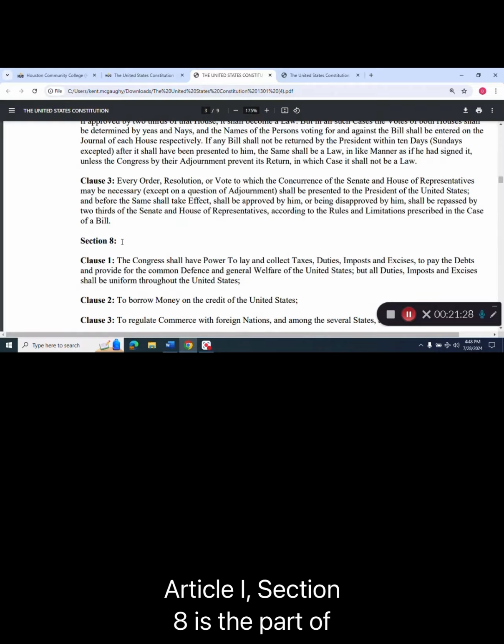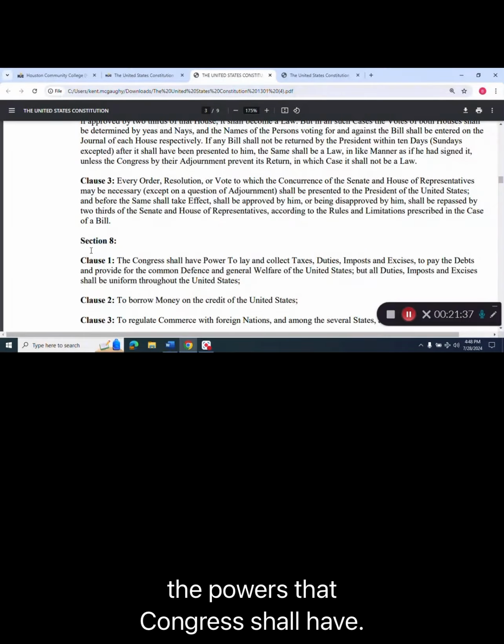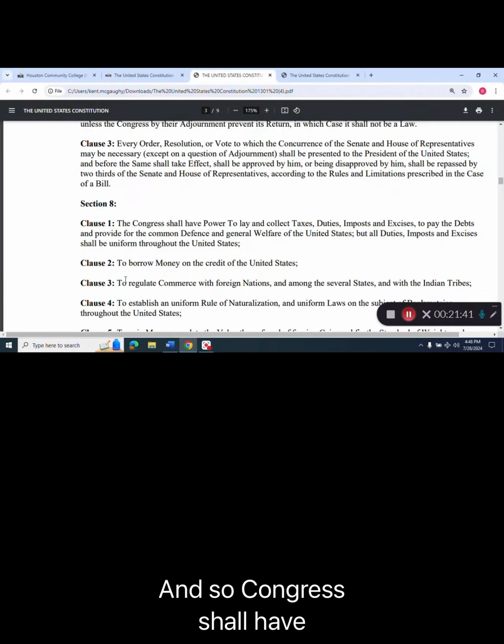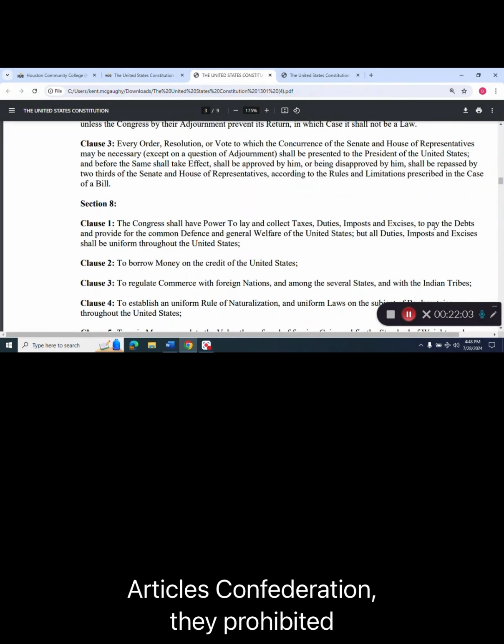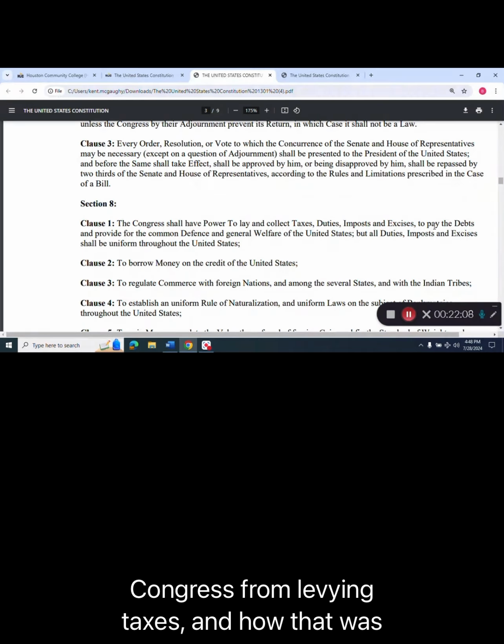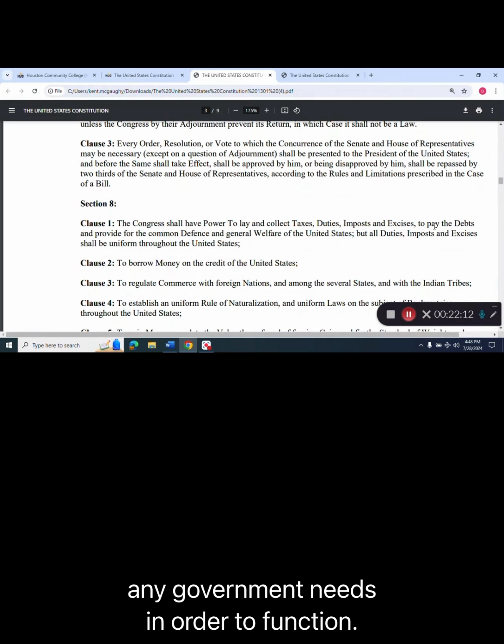Okay, Article 1, Section 8 is the part of the Constitution that specifies the powers that Congress shall have. And so Congress shall have power to lay and collect taxes, duties, imposts, and excises. So let's think about this again. When we talked about the Articles of Confederation, we talked about how under the Articles of Confederation they prohibited Congress from levying taxes, and how that was one of the most fundamental powers that any government needs in order to function.